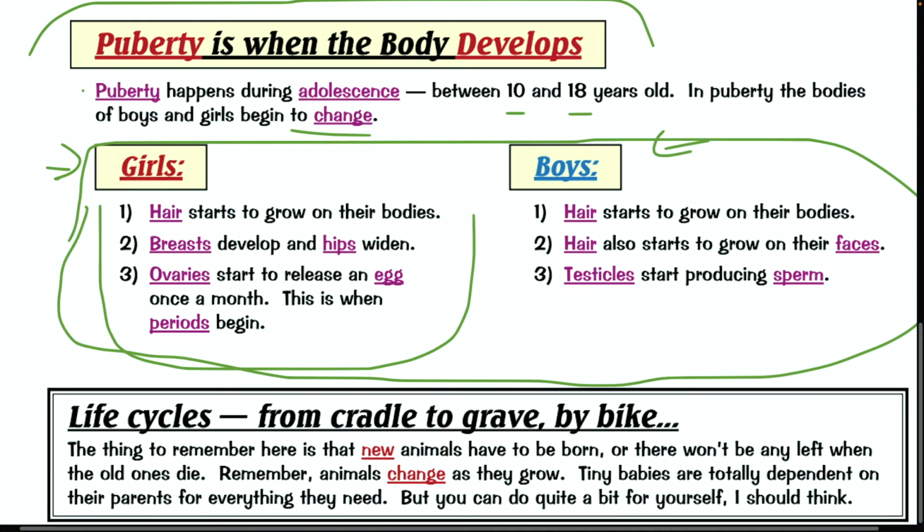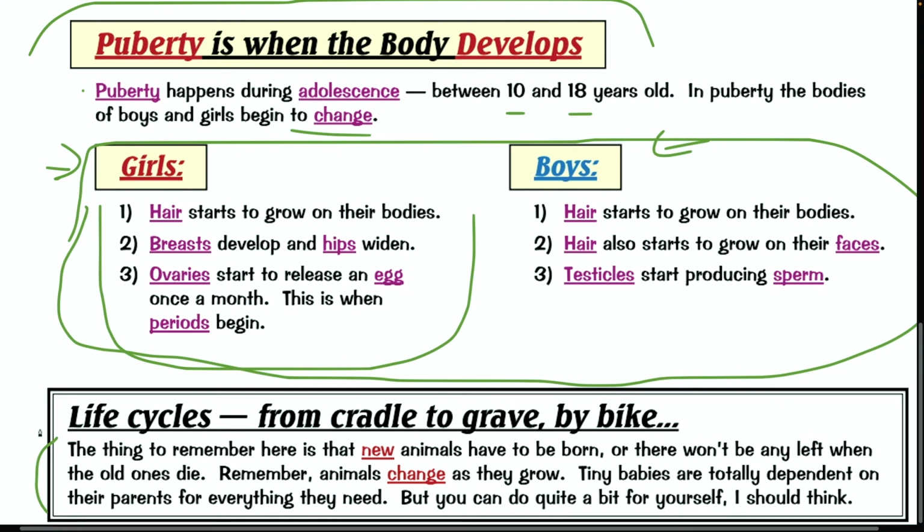Então vamos fazer uma análise, ok? Life cycles, from cradle to grave by bike. So follow me. I'm gonna read this part, okay? Sigam o teacher. The thing to remember here is that new animals have to be born, or there won't be any left when the old ones die.